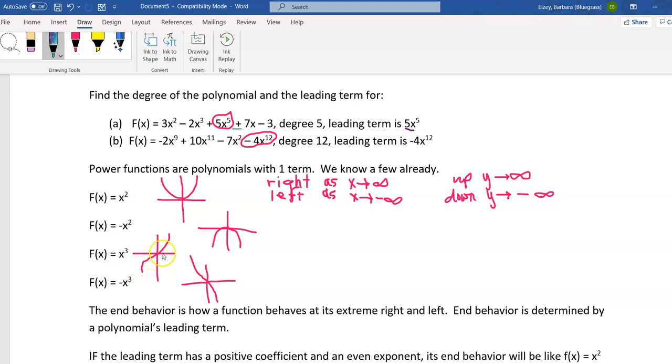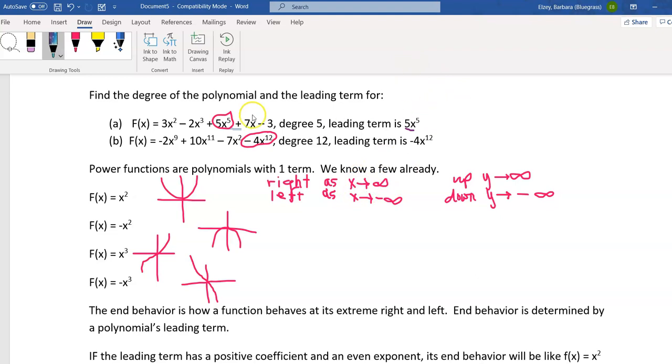All right, so that means that it'll be up on the right and down on the left. Now notice what I said, up on the right, down on the left. So let's decode up on the right. Right is as x goes to infinity, x arrow infinity, and that really does mean "goes to." That's what that arrow means.